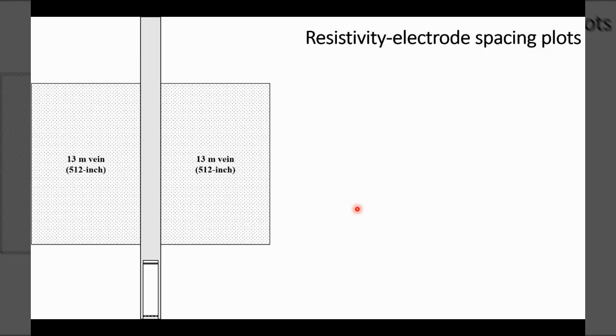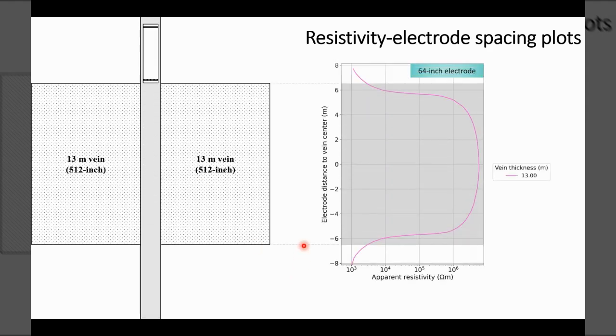Before going to the results, I would like to show you some slides on how my next plots are going to work. So imagine I have a 13-meter thick vein. I know that in reality, we might not have this case, but you can consider this as a package of veins, as a stockwork of veins. So as the tool passes along this vein, it will give us a curve like this.